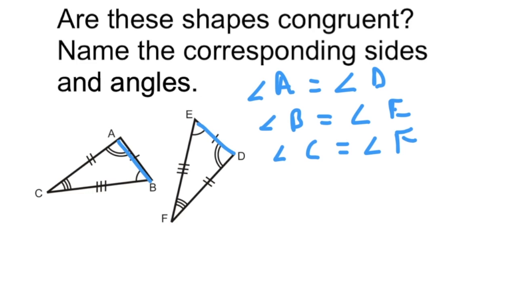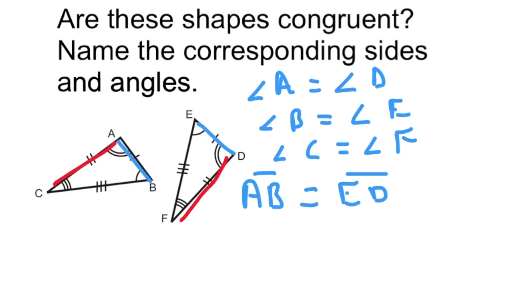The sides are also equal. AB has one mark on it. ED also has one mark on it. So those are the same. AC is the same as DF. And BC is the same as EF.